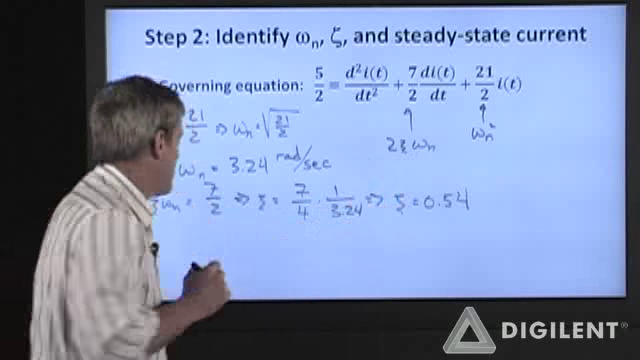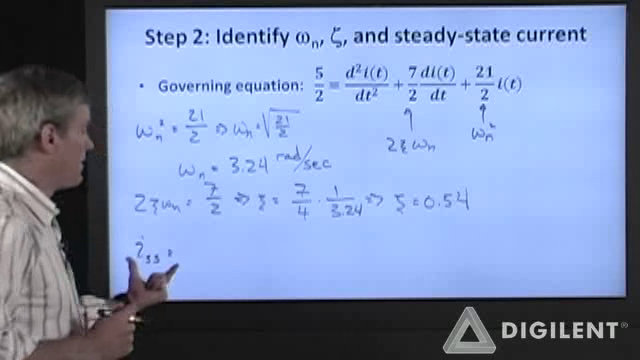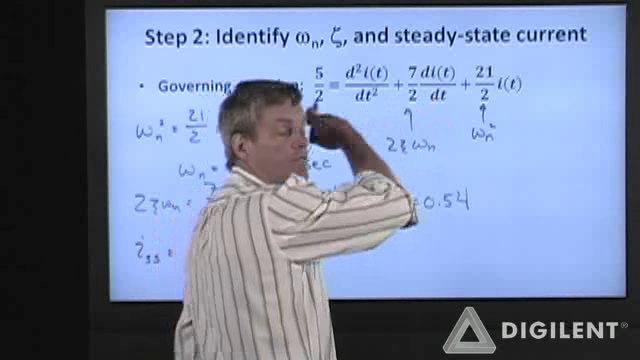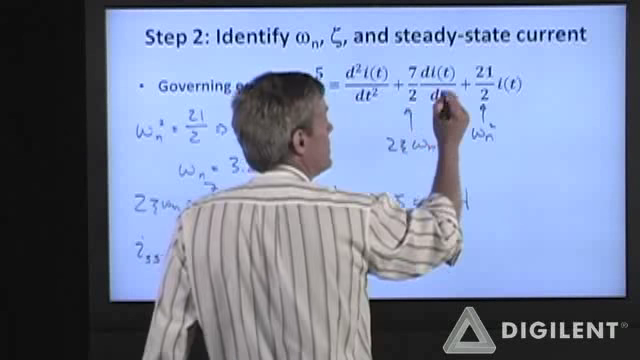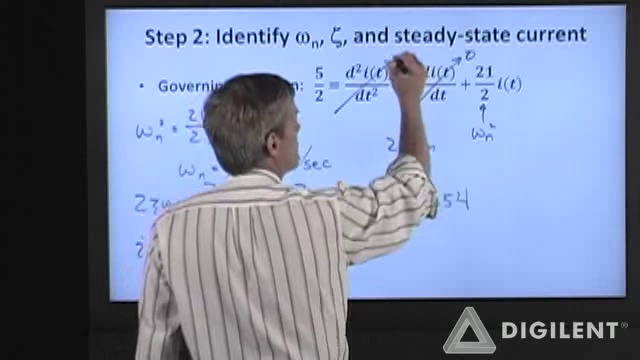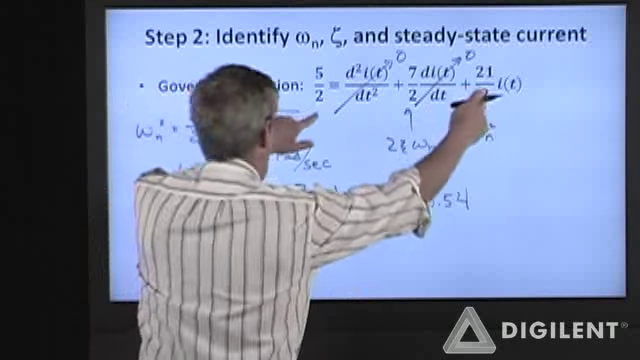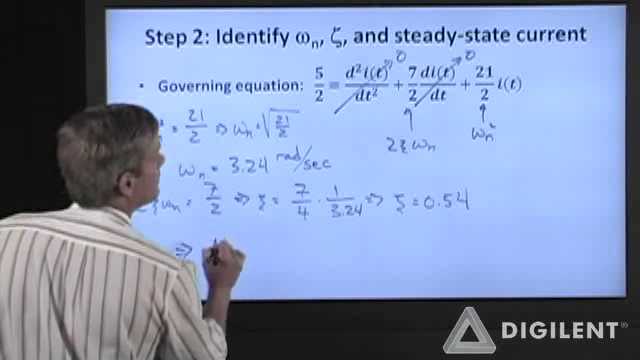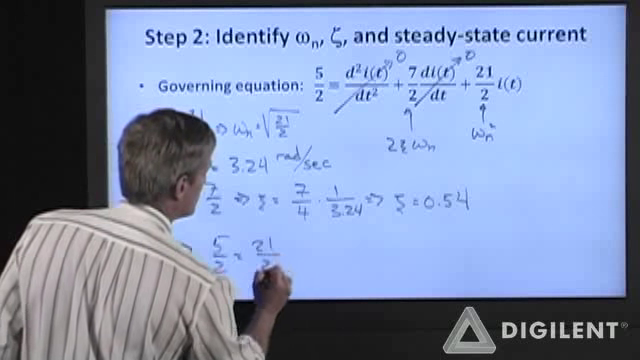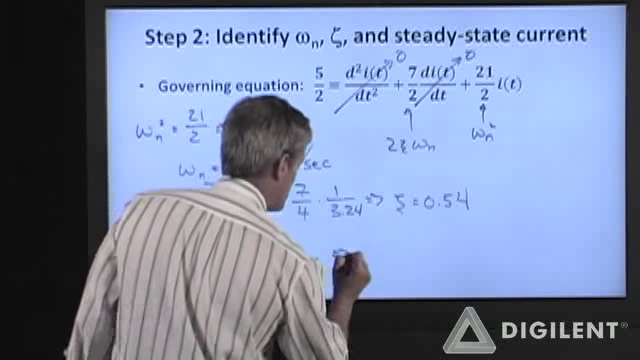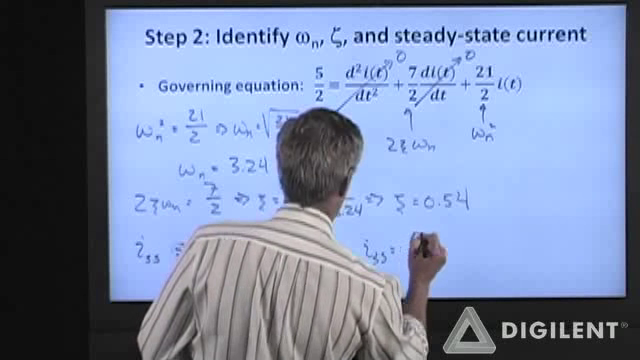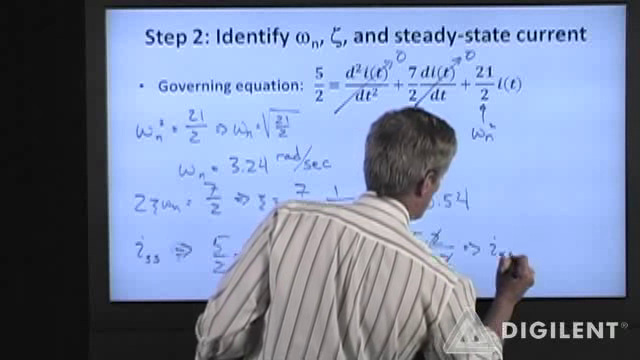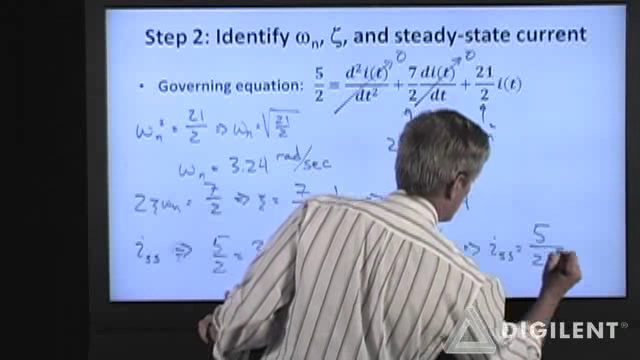The steady state response, I sub SS. This is the value of I of t as t goes to infinity. As t goes to infinity, everything becomes constant in this expression. So dI dt goes to 0, d squared I dt squared goes to 0, and 5/2 is equal to 21 over 2 I sub SS. So I sub SS is equal to 5 times 2 over 21 times 2. The 2's cancel. So I sub SS is equal to 5 over 21 amps.